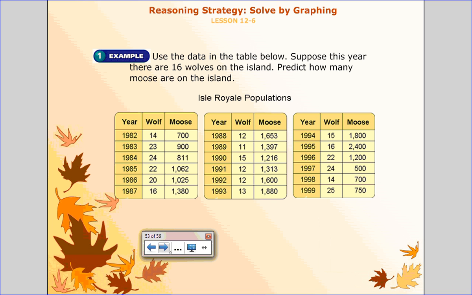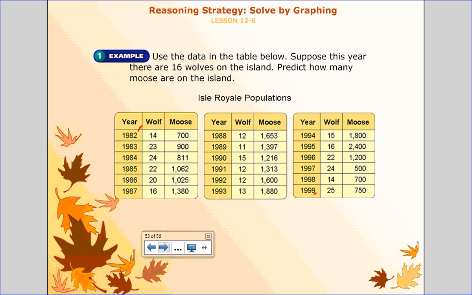All right, so we're going to go ahead and jump right in. It says use the data in the table below. Suppose this year there are 16 wolves on the island. Predict how many moose there would be on this island. So it's talking about Isle Royale populations. And they tell us here for the years starting in 1982 all the way to 1999, you're looking at the wolf population and the moose population.